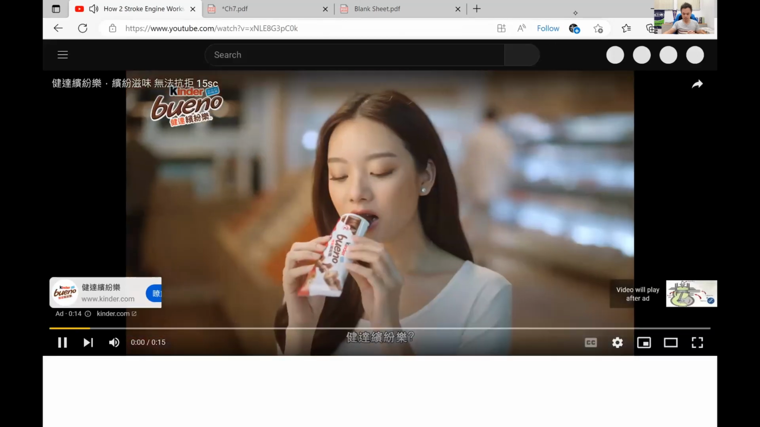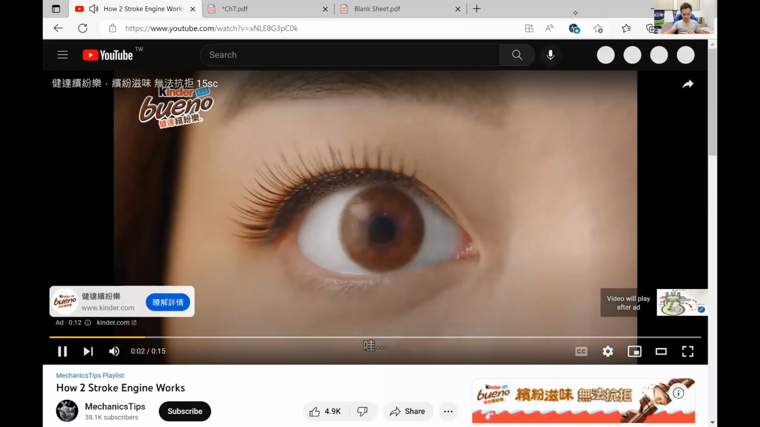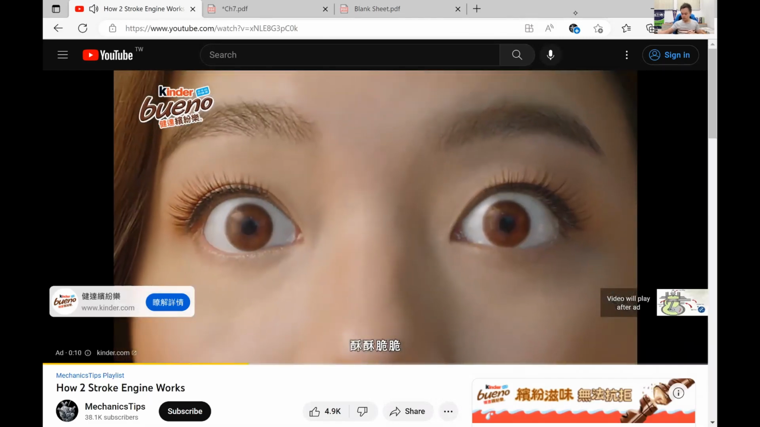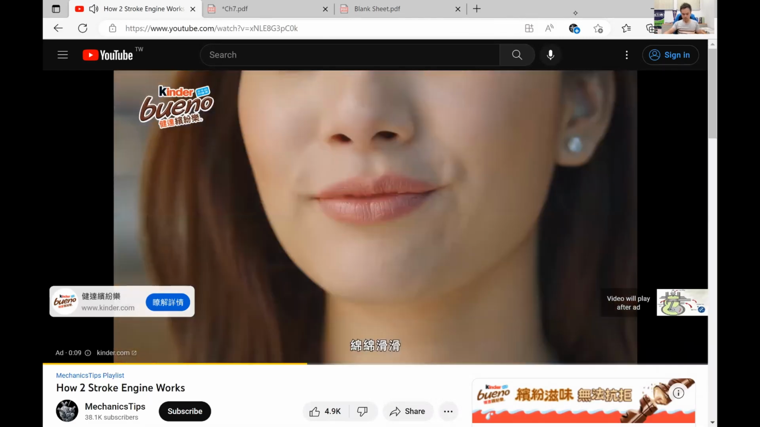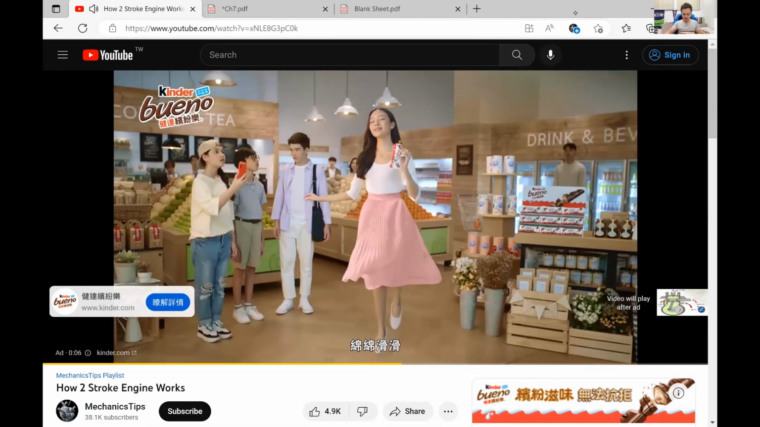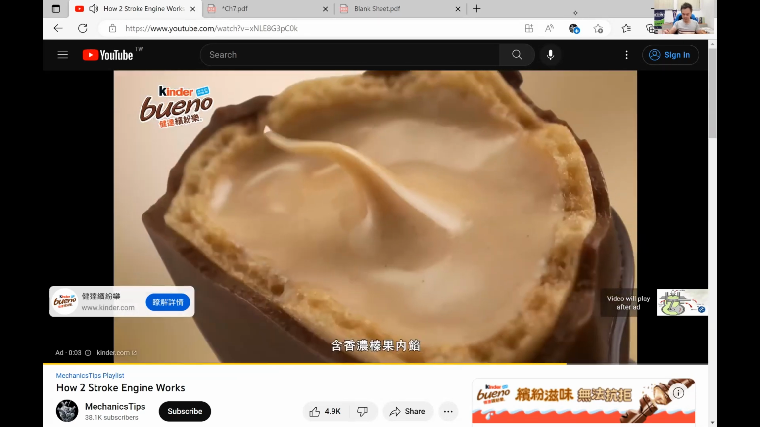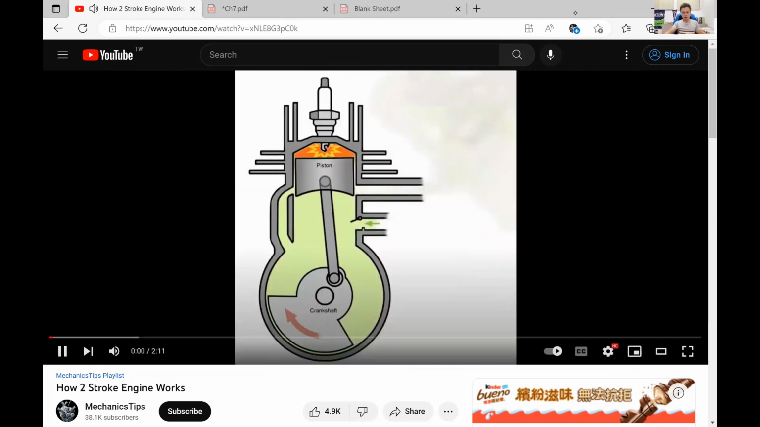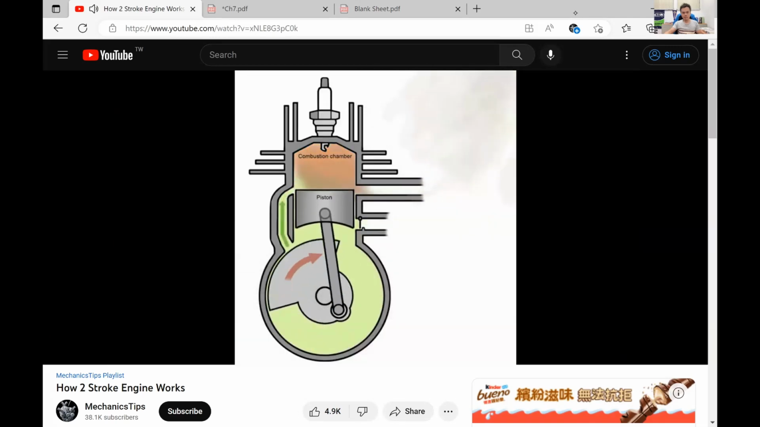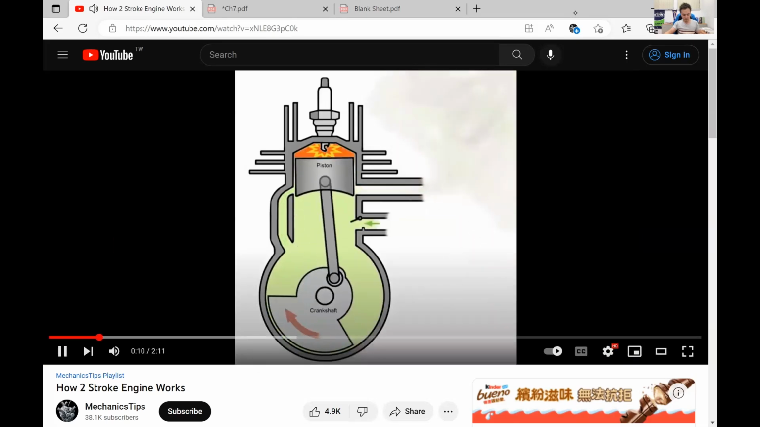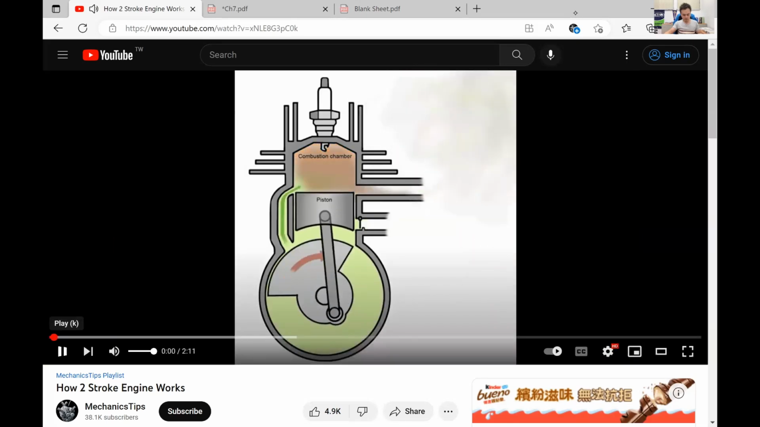A two-stroke or two-cycle engine is a type of internal combustion engine which completes a power cycle in only one crankshaft revolution and with two strokes, or up and down movements.